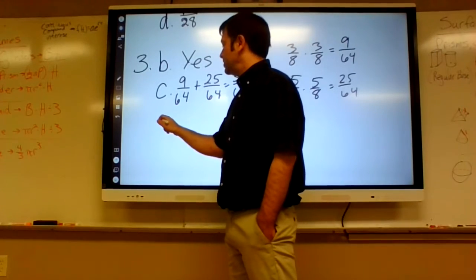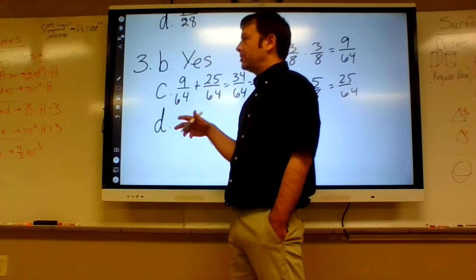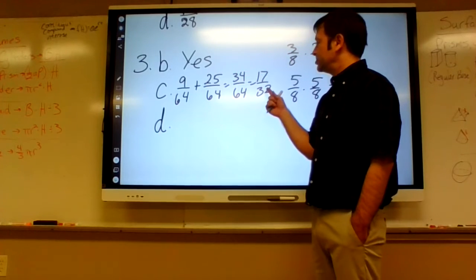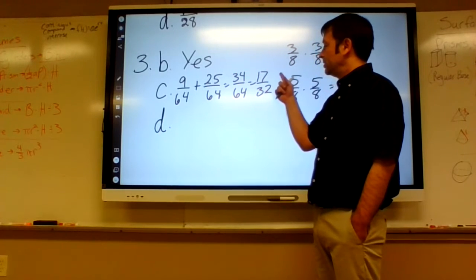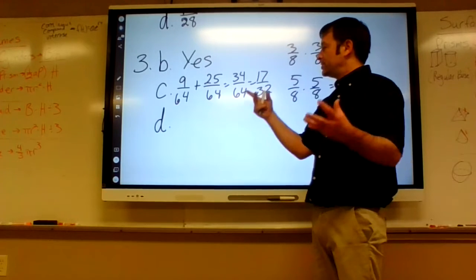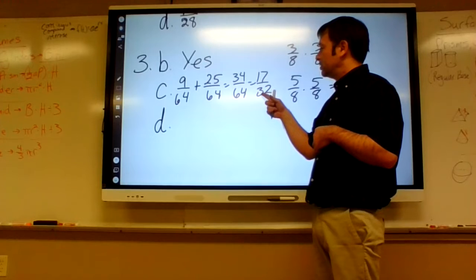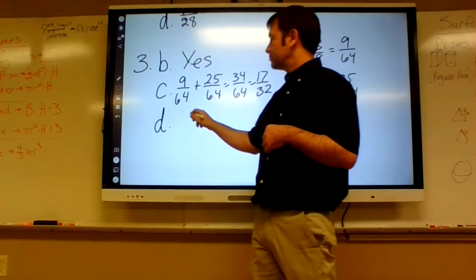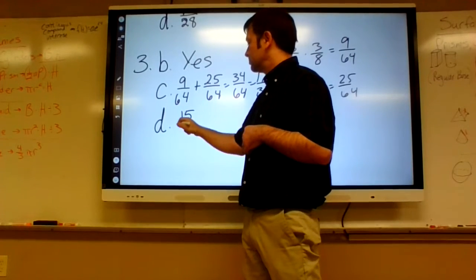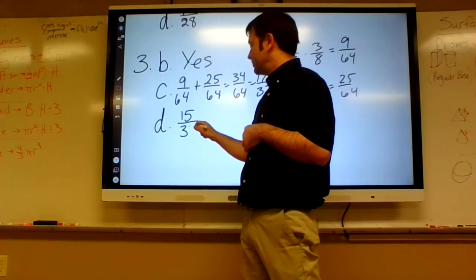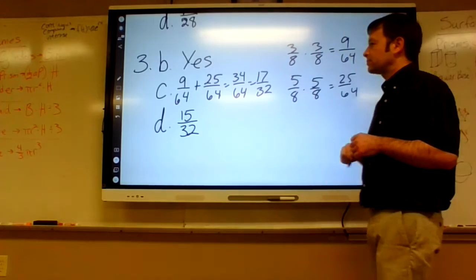Okay, so D is what's the probability of drawing 1 and 1? We use the trick that we used on number 1. Drawing one of each is the opposite of drawing two of the same kind. So 15 out of 32, because 32 minus 17 is 15.